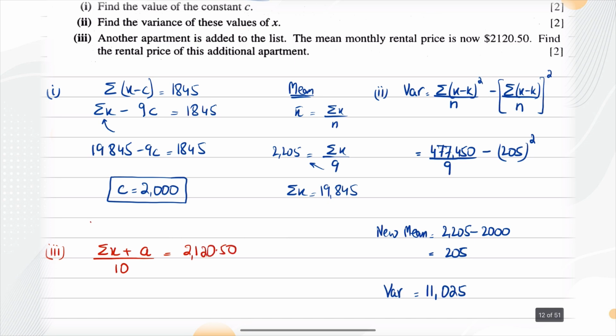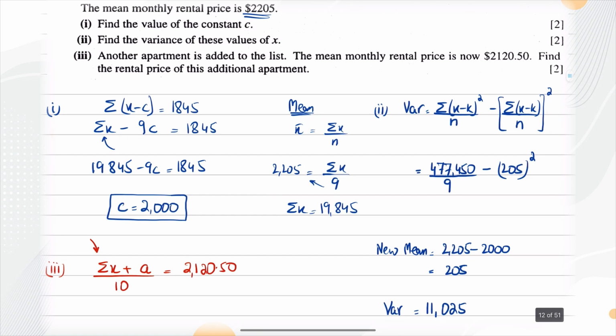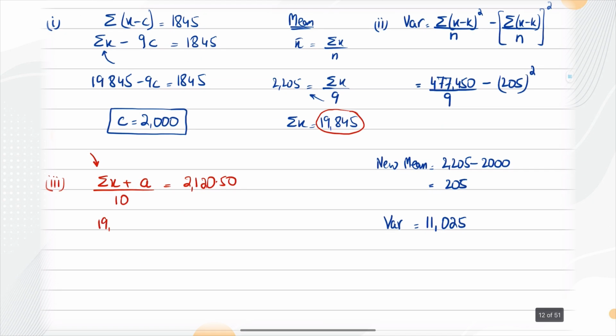So notice that we have what summation x is. Okay, we worked that out. It's 19,845. So summation x plus a over 10 is 19,845 plus a over 10 equals 2,120.50. So now it's just a matter of cross multiplying. So I'm going to do just that.